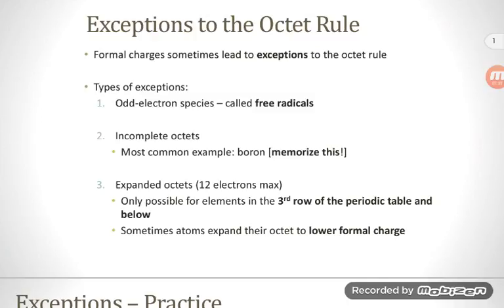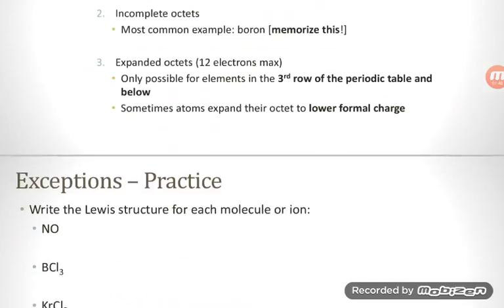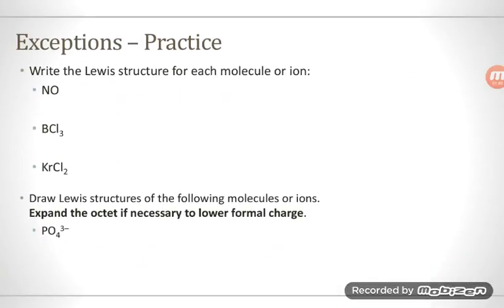Sometimes it's really obvious to see this because the element will be bonded to 6 things, so it just has to have more than 4 bonds. But sometimes it actually will do this just to lower its formal charge. That one's a little less obvious, so we'll look at examples for both. So let's practice a few of these.